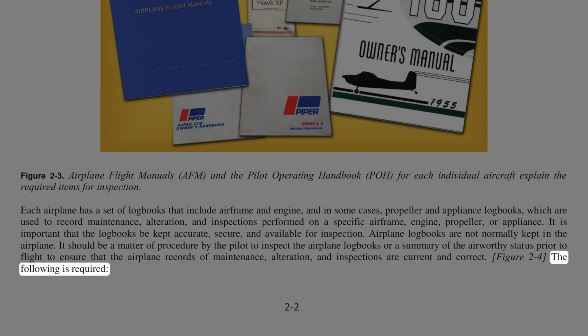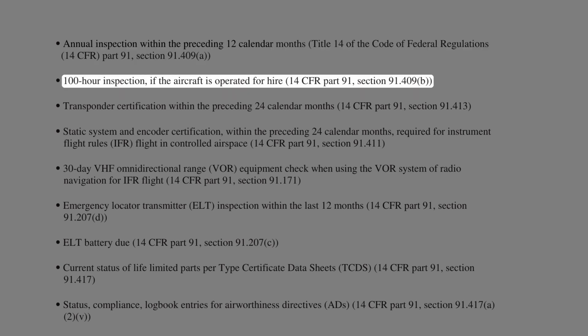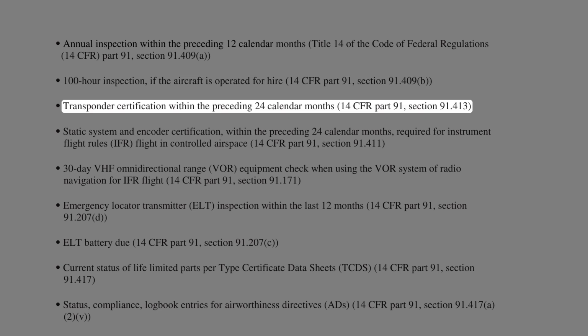The following is required: annual inspection within the preceding 12 calendar months, Title 14 of the Code of Federal Regulations, 14 CFR, Part 91, Section 91.409(a). A 100-hour inspection, if the aircraft is operated for hire, 14 CFR Part 91, Section 91.409(b). Transponder certification within the preceding 24 calendar months, 14 CFR Part 91, Section 91.413.